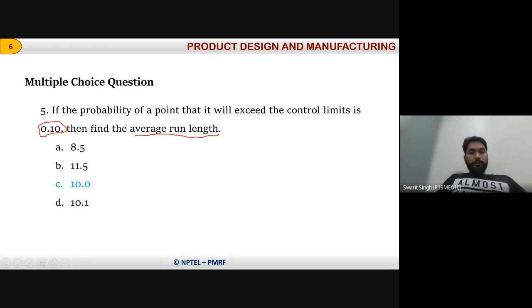Okay, so the answer is C only, and the formula for average run length is 1 divided by probability. So it is inversely proportional to the probability. The probability is given 0.10. So if we divide 1 by 0.10, it is 10 only. So the average run length is 10.